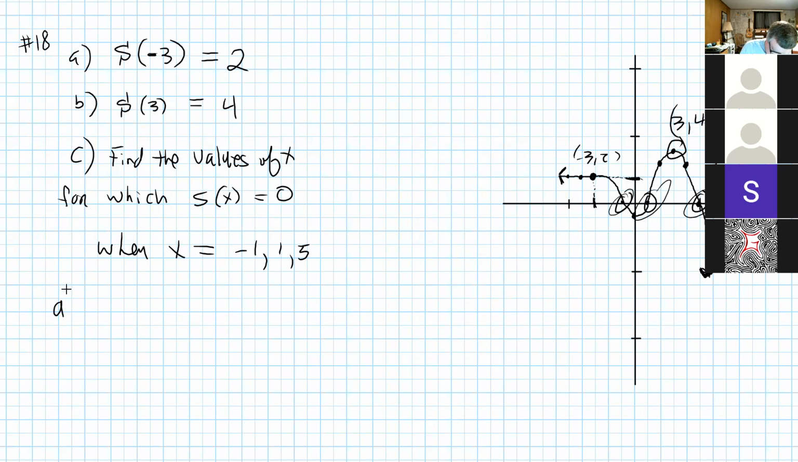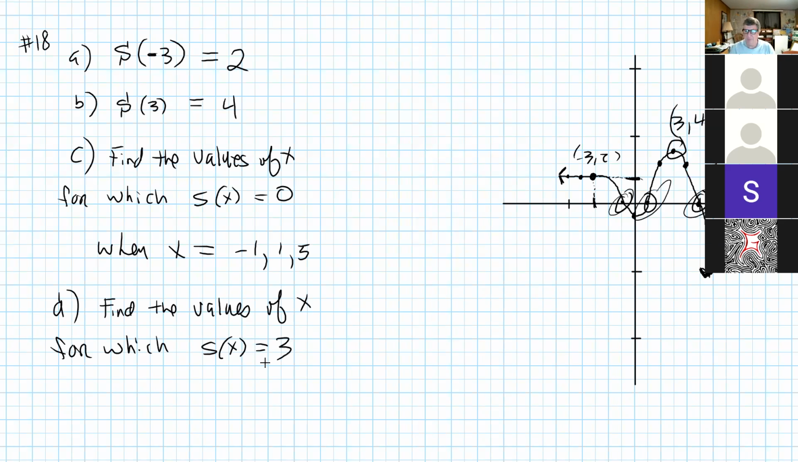Now, part D, same idea. Find the values of x for which s of x equals 3. Is it 2 and 4? Yes, it is.